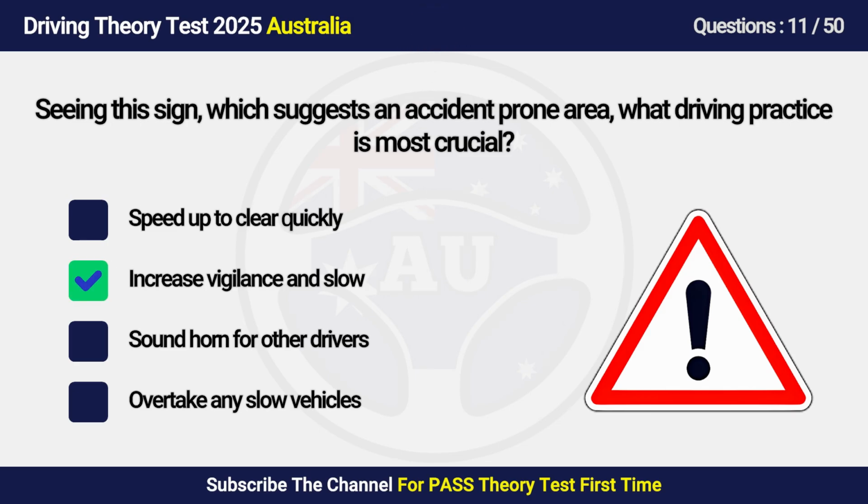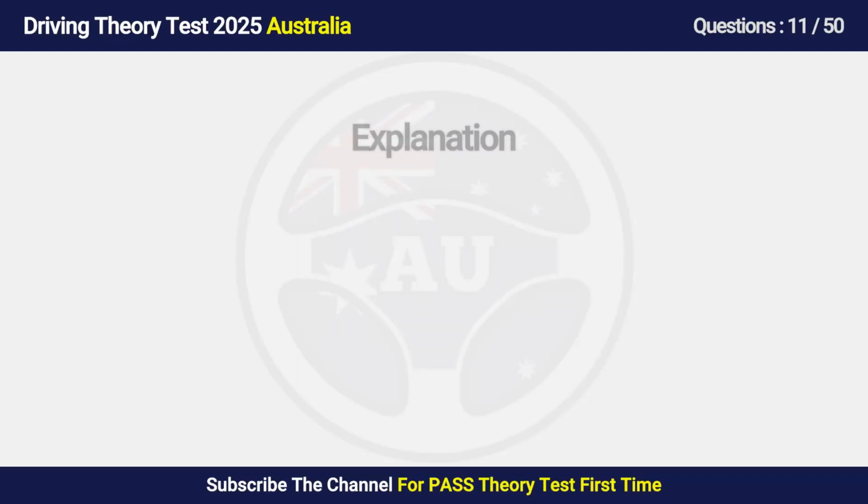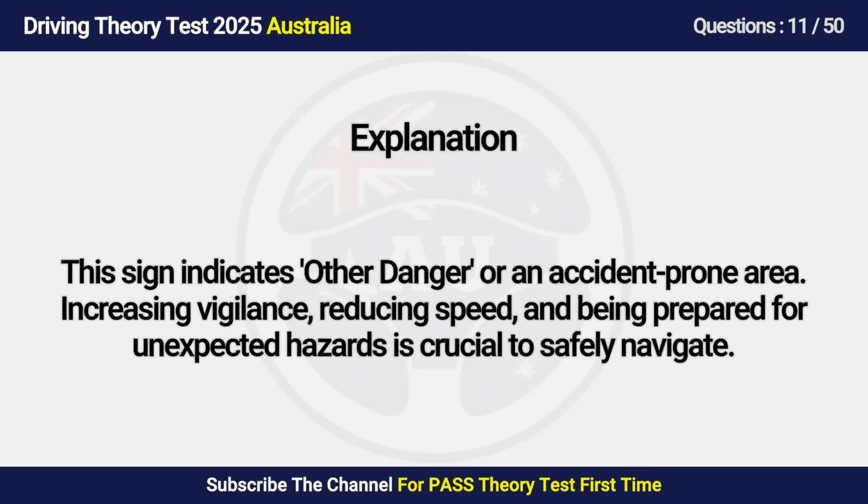Answer is B. Increase vigilance and slow. This sign indicates other danger or an accident-prone area. Increasing vigilance, reducing speed, and being prepared for unexpected hazards is crucial to safely navigate.